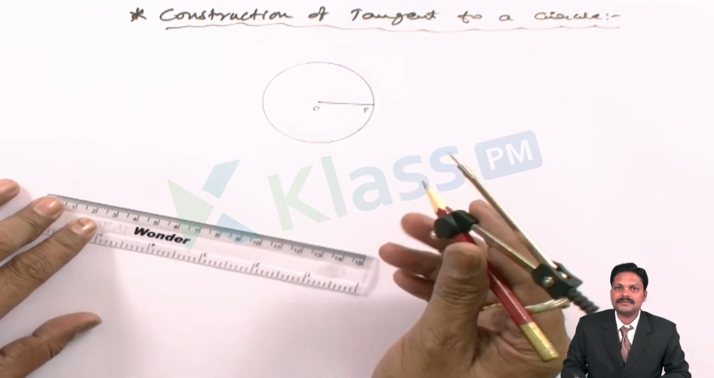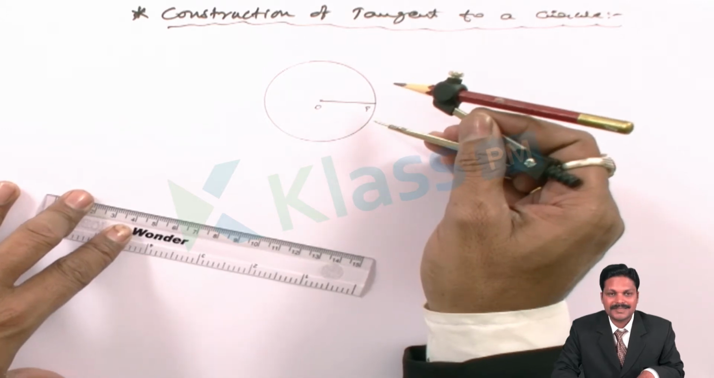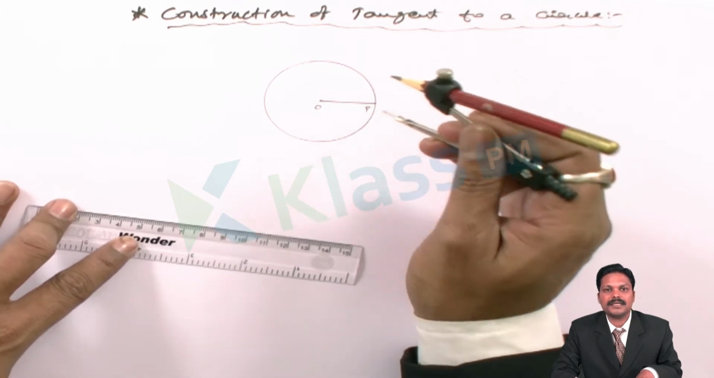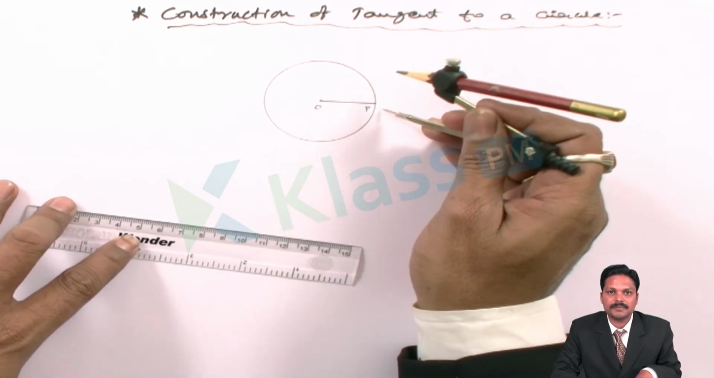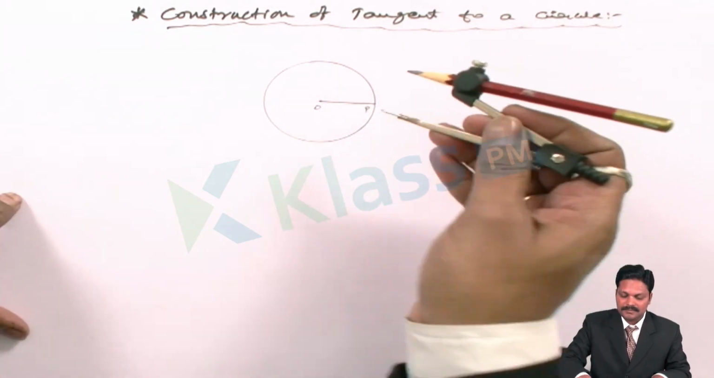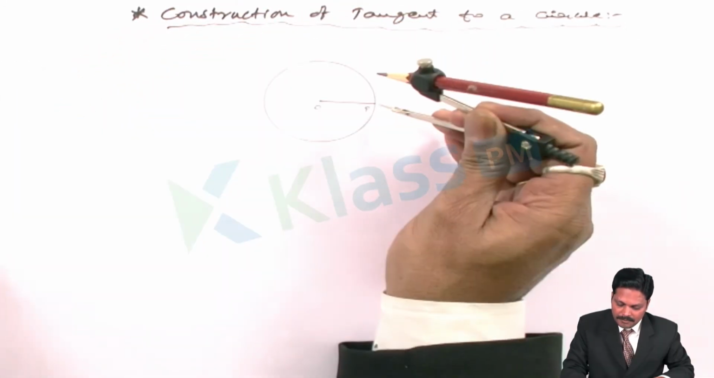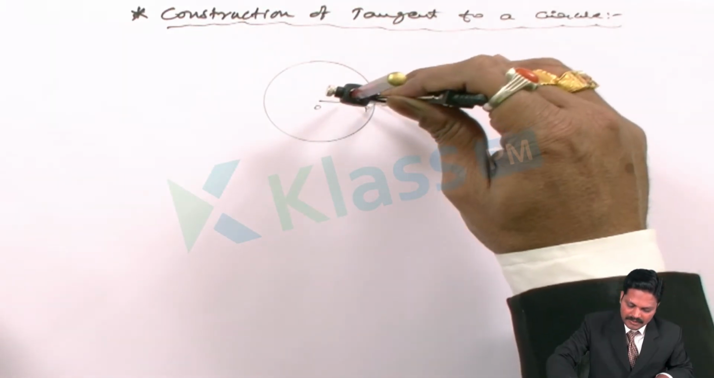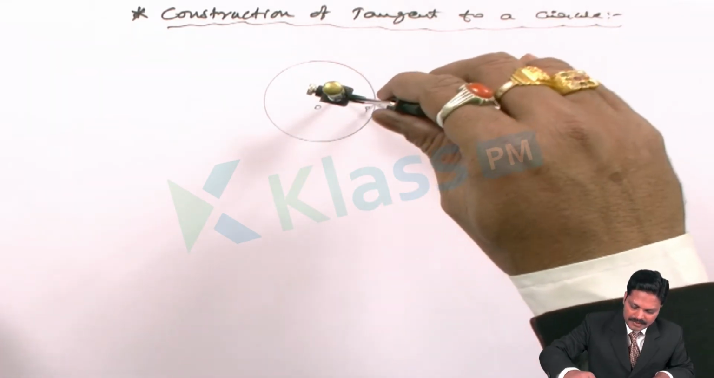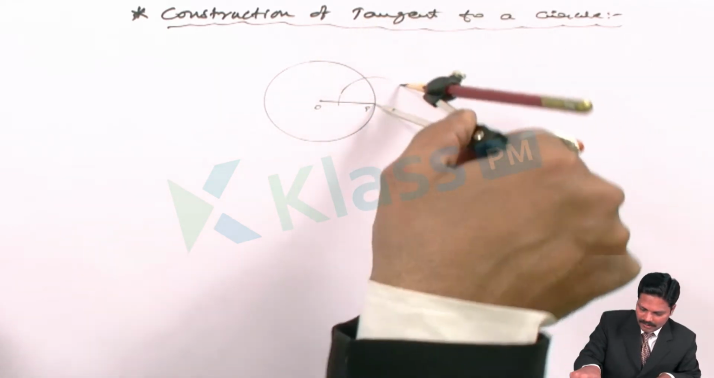Now with P as center, I am drawing two arcs. Why? To get a tangent to the circle. A tangent is a line that touches the circle at a point, and the radius must form 90 degrees with it. To show that, I am showing the construction here. I am taking P as center for our convenience. Here you should take more than 50% of the radius and draw one arc.